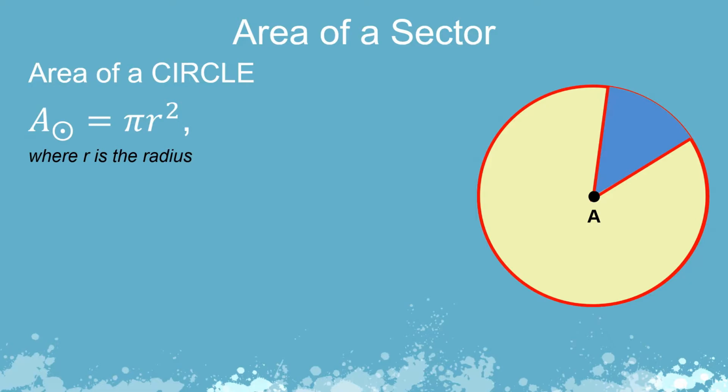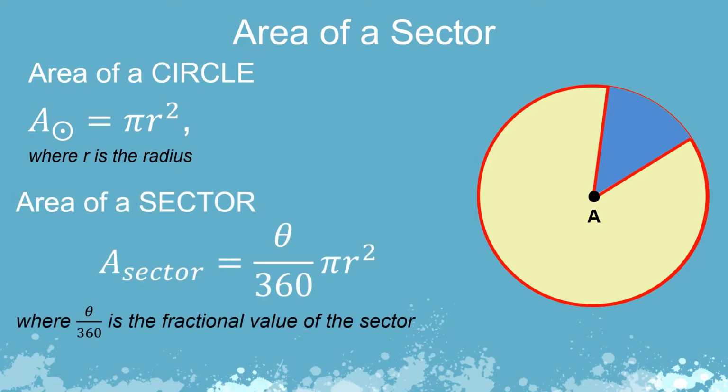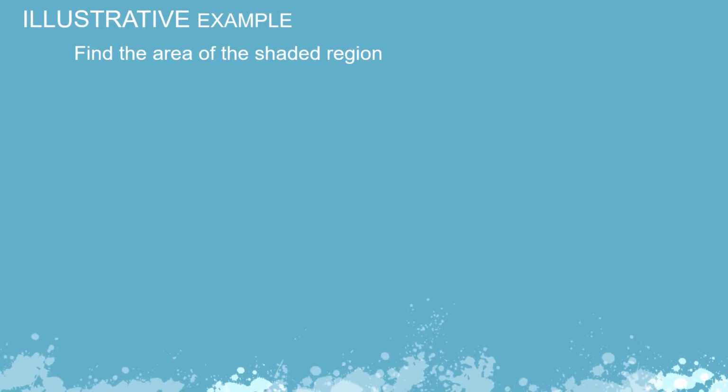So let's say we want to find the area of this sector. We will have the area of sector is equal to theta over 360 times pi r squared, where theta over 360 is the fractional value of the given sector. For this lesson, we're going to leave pi as pi for the ease of solving. Now let's try to use the formula in finding the area of the shaded region.